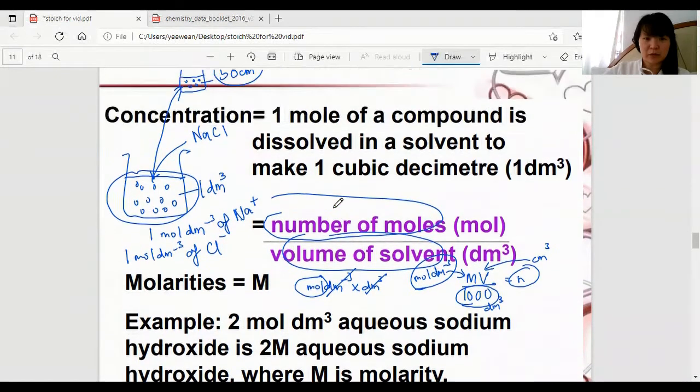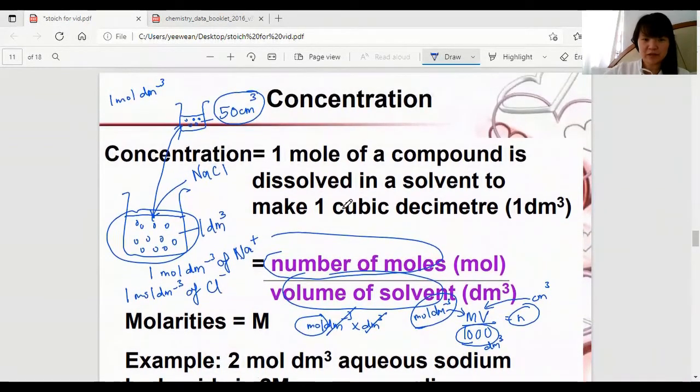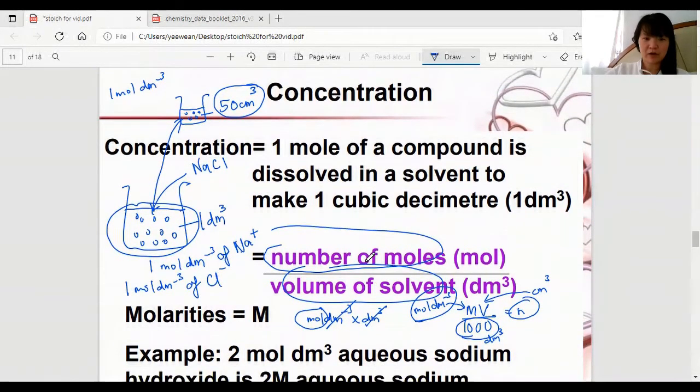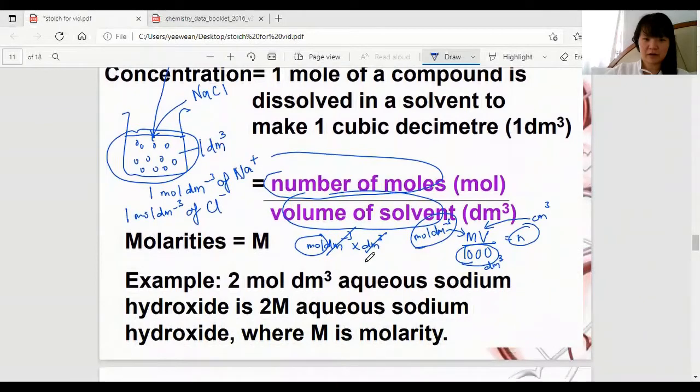Concentration can also be in gram per dm³. That's just a different unit. So you can convert mole per dm³ to gram per dm³, or from gram per dm³ to mole per dm³. And the working for that is the same as when you convert mass to mole or mole to mass. So it involves the MR or AR.